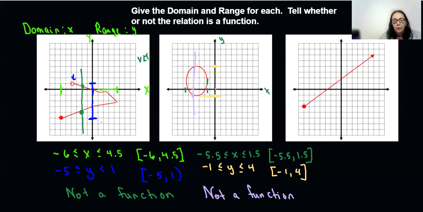We have a ray here. See how it shoots up, it goes on forever. So this one's a little different. I did this on purpose. So again, let's take a look at our domain first. Our domain is how far over does it go on the X? So it goes from here, but then it shoots on forever towards the right.